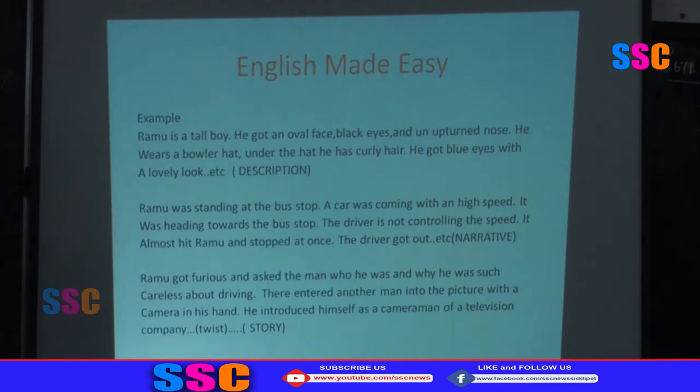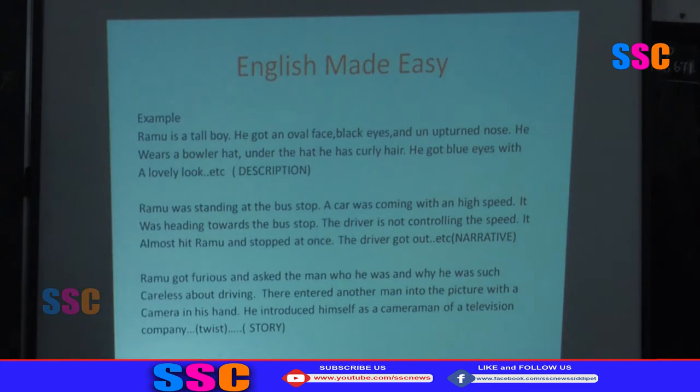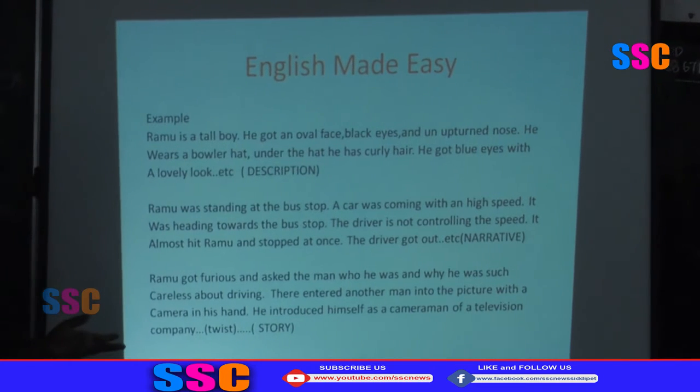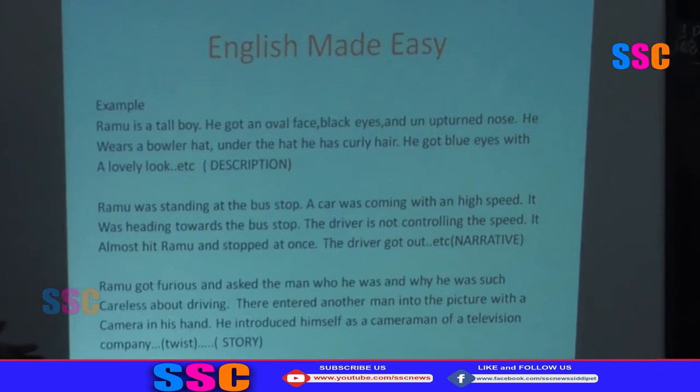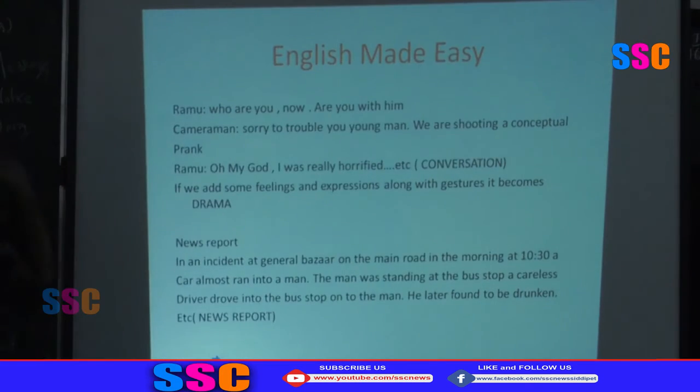Okay, now how I applied that technique here. See, Ramu got furious and asked the man who he was and why he was so careless about driving. There entered another man into the picture with the camera. This is the twist. Okay, about this person I haven't spoken. So there entered another man into the picture with a camera in his hand. He introduced himself as a cameraman of a television company. Now this is the twist in the narrative. Now this becomes your story, right?